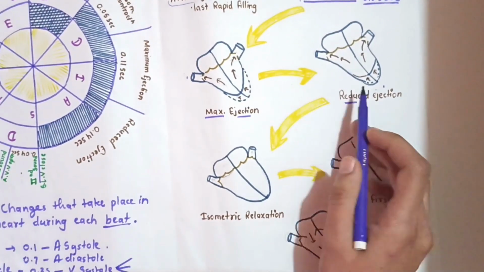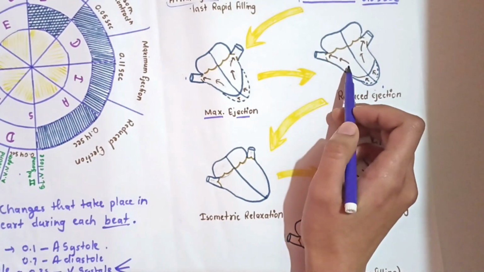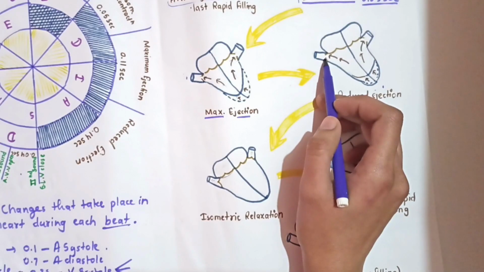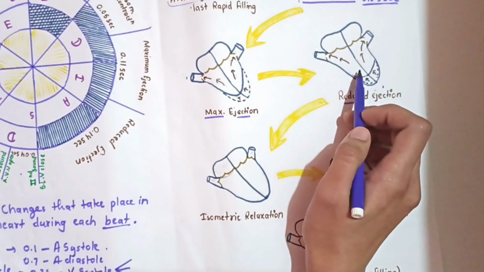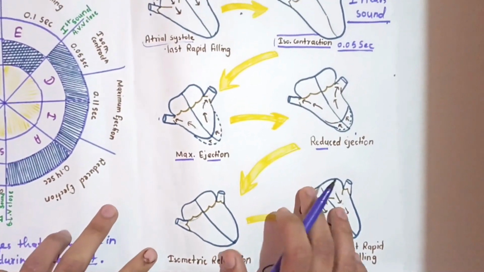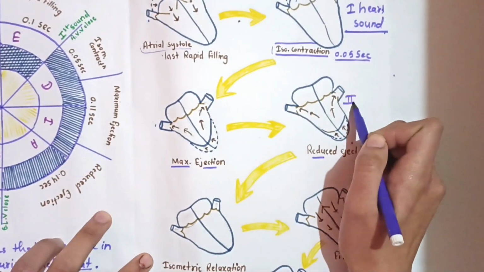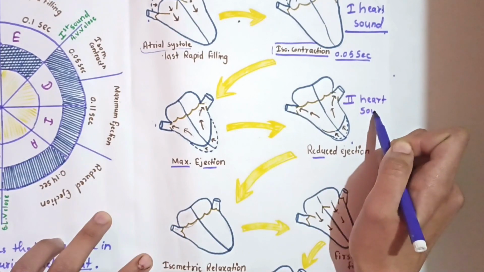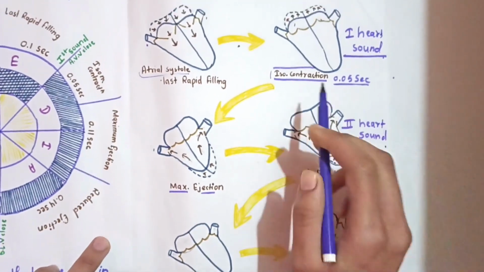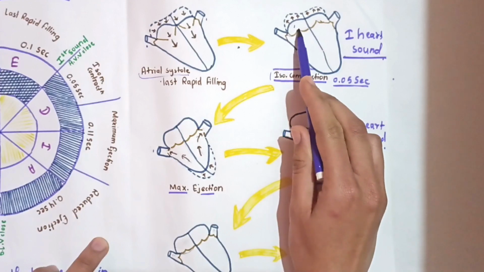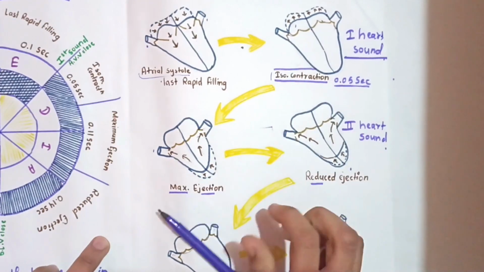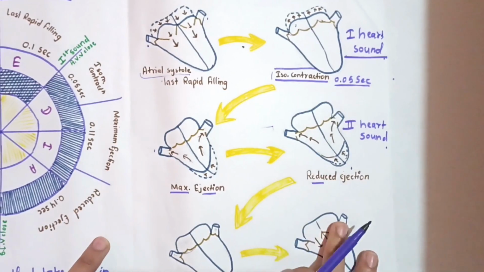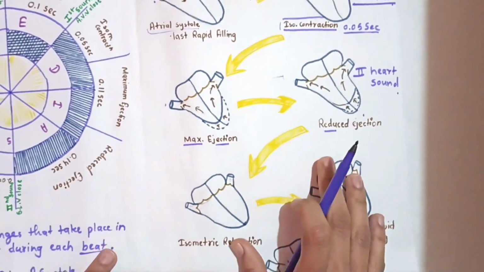Now again, when all the blood from the ventricle is transferred into these vessels, these semilunar valves close suddenly to prevent backflow from these vessels into the ventricle, which again produces the second heart sound. So the first heart sound is produced due to sharp closure of the AV valves, and the second heart sound is produced due to sharp closure of these semilunar valves. So this is the reduced ejection phase.